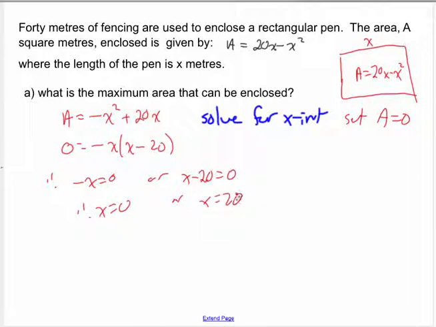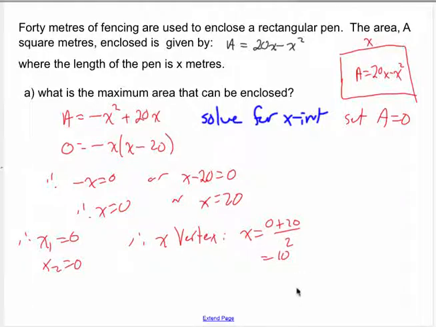Well, having a no-length rectangle doesn't make any sense. So, therefore, my two x-intercepts are 0 and 20. Therefore, the x portion of the vertex is going to be the average of them, which would be 0 plus 20 over 2, which equals 10.